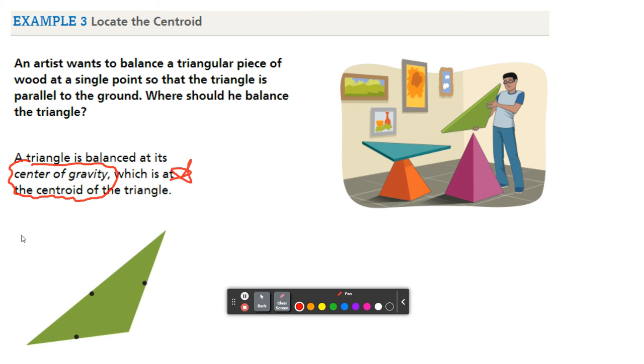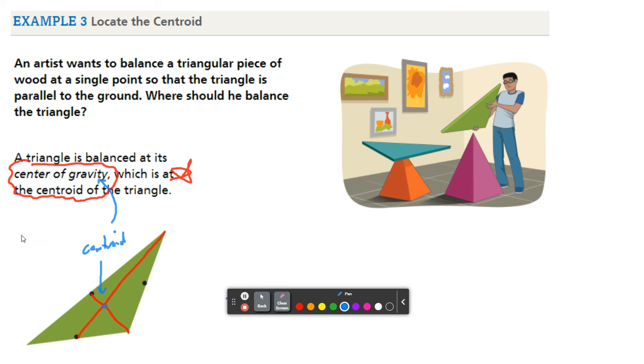Well, if I just find 2 medians, so let's find this median here, and let's do the short median here. Where those 2 lines intersect, right there, that's the centroid. And that's also going to be your center of gravity. That is exactly where they're going to find it.